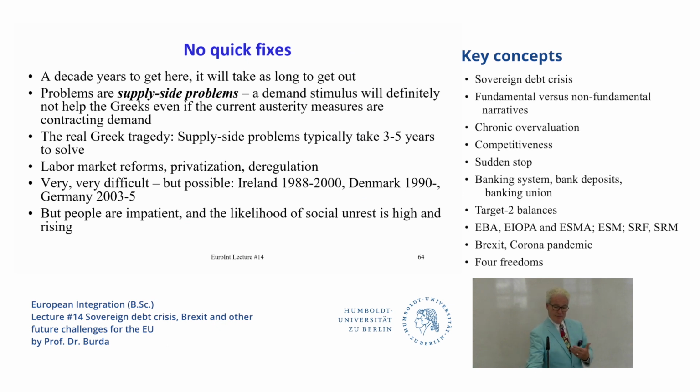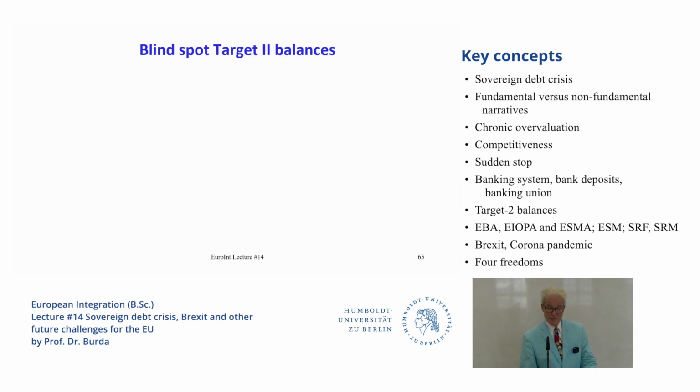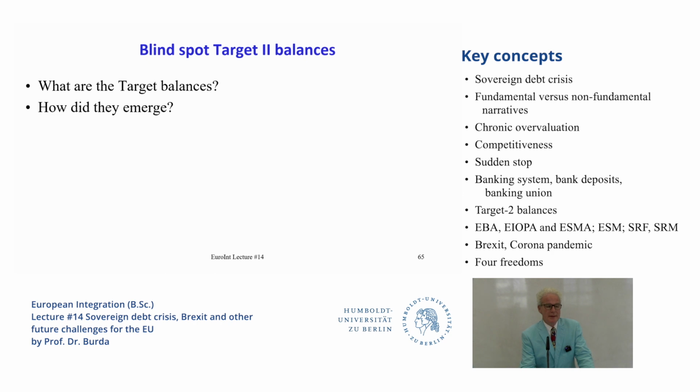Okay, so final analysis, no quick fixes. Let me move on to a couple of other challenges for Europe. The other challenge for Europe, I think, is the Target 2 system, which was introduced as a consequence of the euro. Basically, it's a system of intercentral bank liabilities that reflect cumulative current account surpluses and deficits that are not financed by private sector lenders.